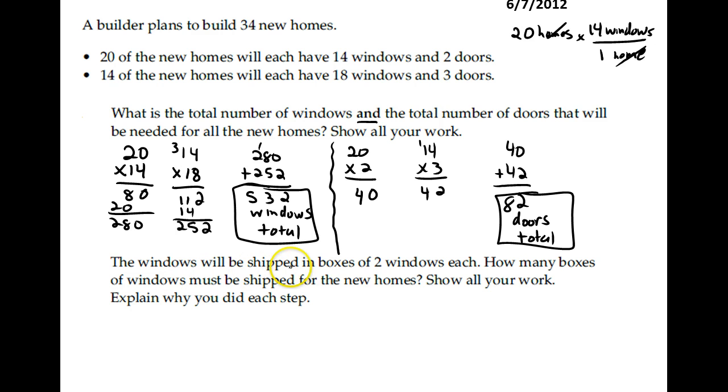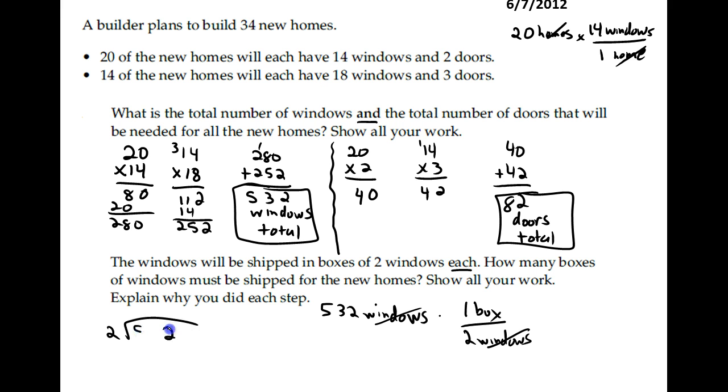Then at the bottom, the windows will be shipped in boxes of 2 windows each. We have 532 windows in total, and they're going to be shipped in boxes where one box has 2 windows in it. And so we're going to be dividing. We take 2 and divide it into 532.